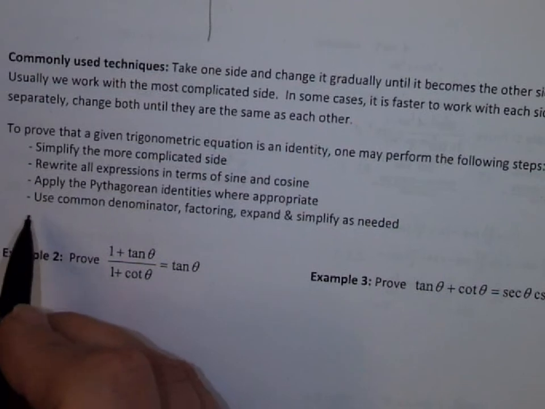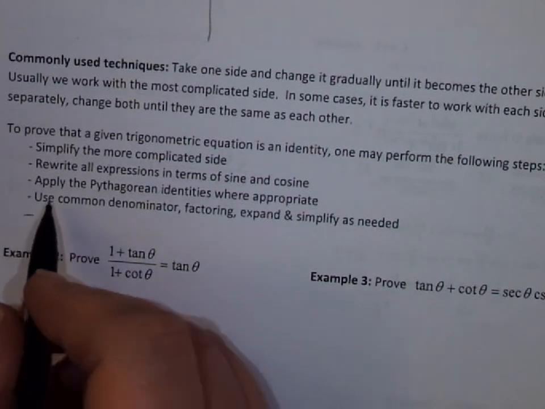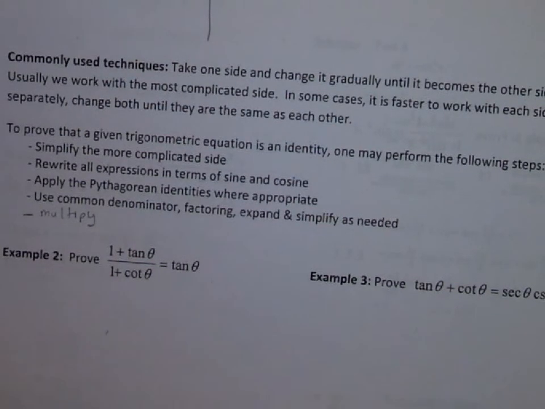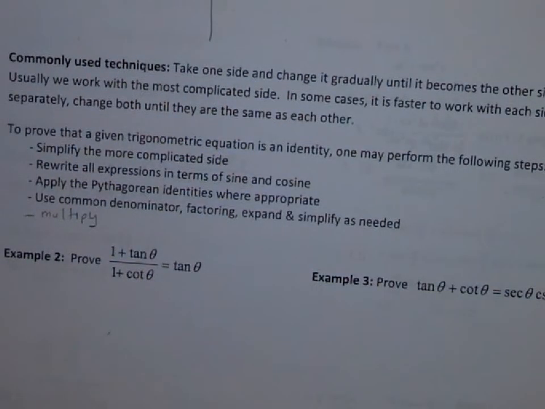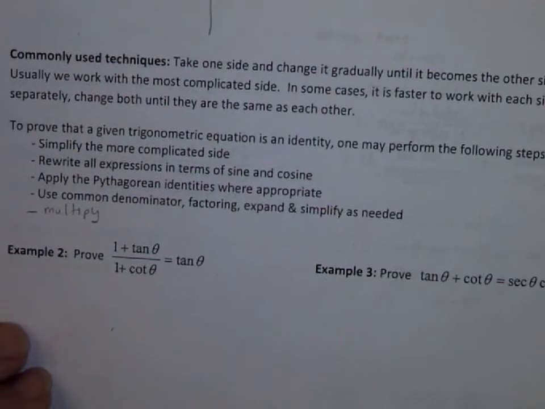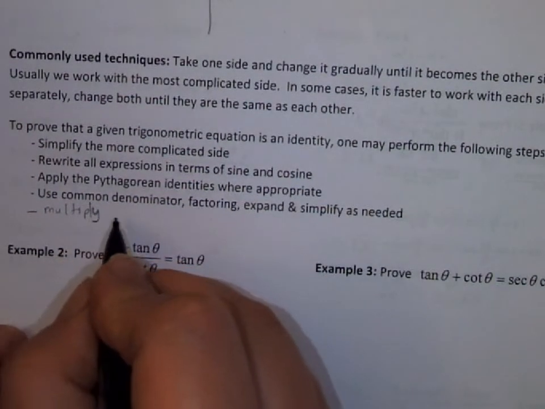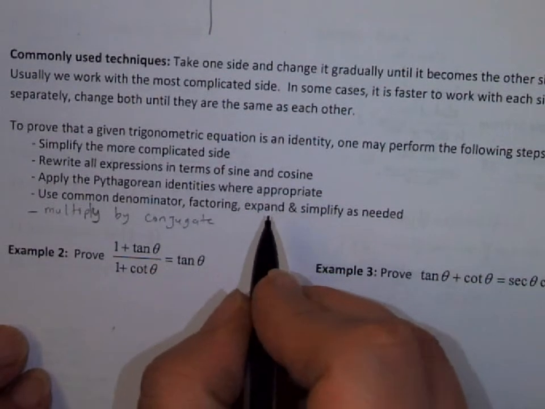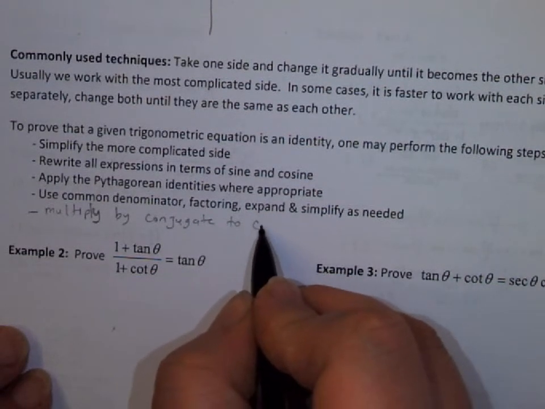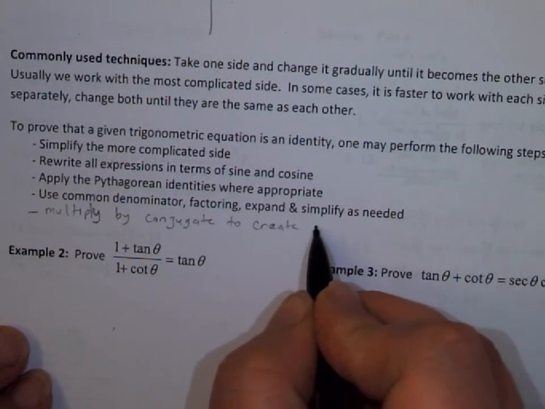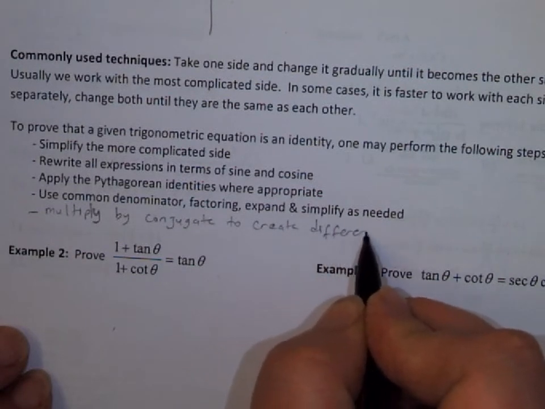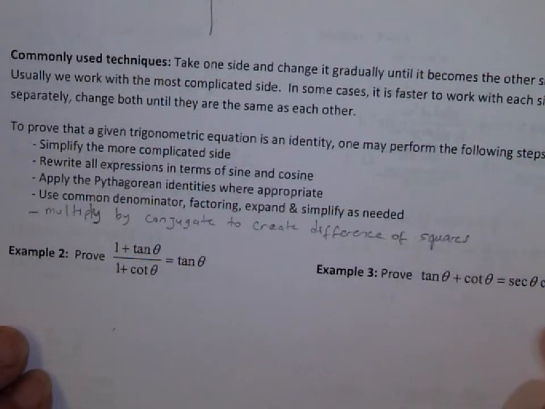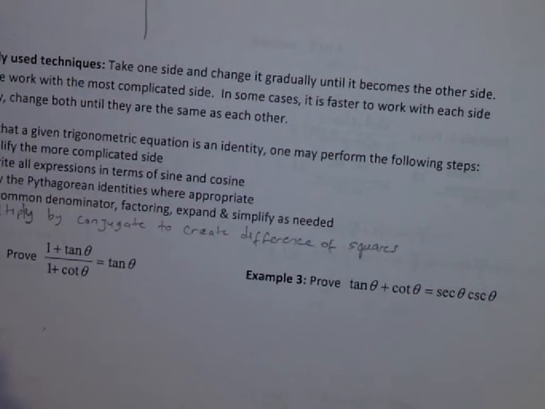Actually, I'm going to add one more to it, and I'm going to say multiply by conjugate to create difference of squares. That's also a commonly used technique.